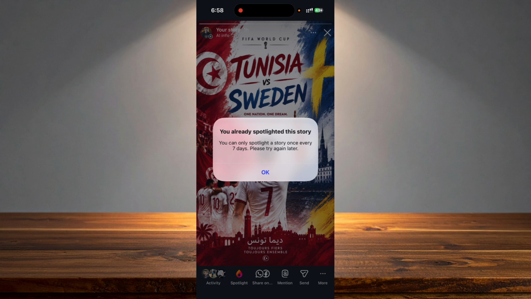story. So the spotlight is an option that until now works only for people who are following you and you are following them. That means they are your friends on Instagram, and with that feature your story will be shown first for them so they can see it.